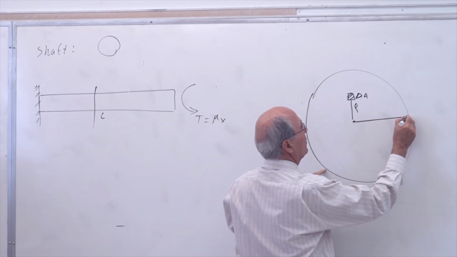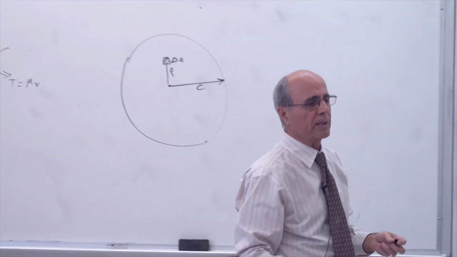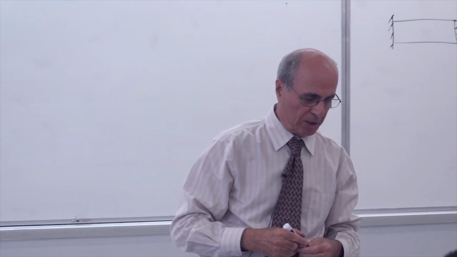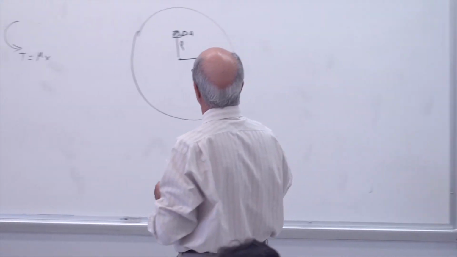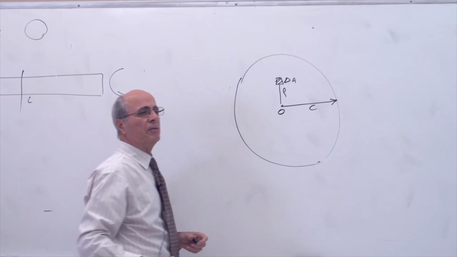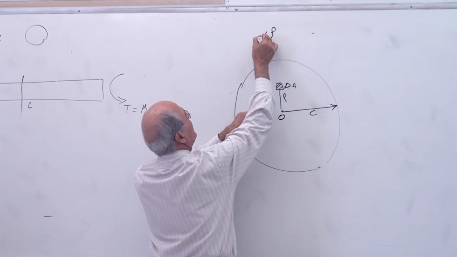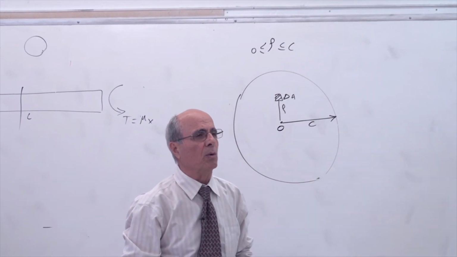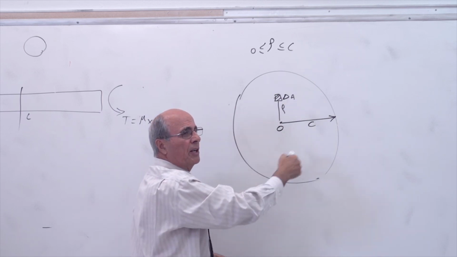The radius of the shaft in this chapter, we don't call it R. For whatever reason, we are going to call it C. So the radius of the shaft is called C. And the distance from the center of the shaft, which is O, is called rho. So rho changes between 0 to C. So our variable will be rho. And since it is a circle, therefore it is circular.